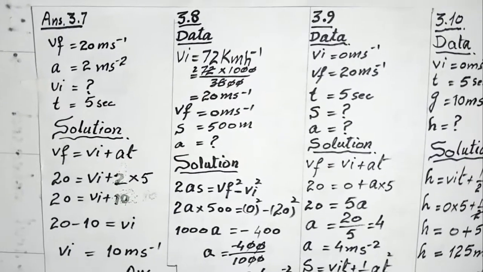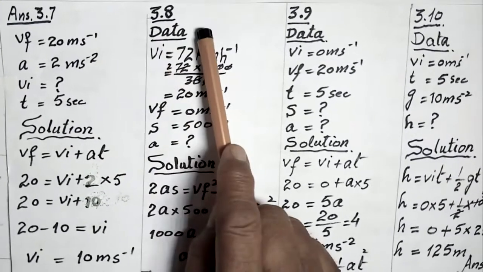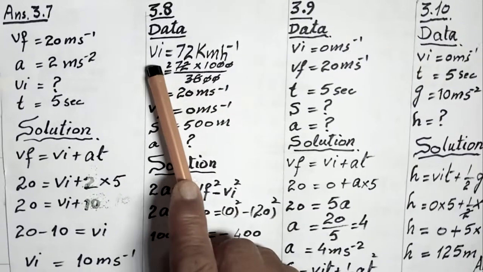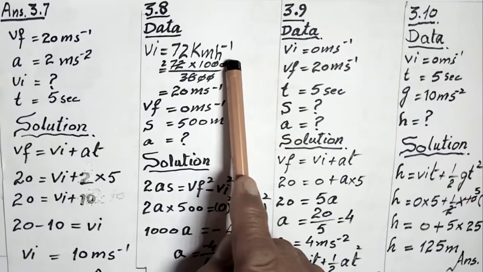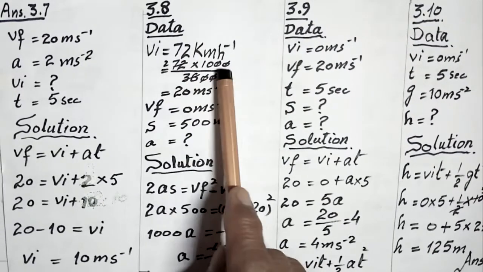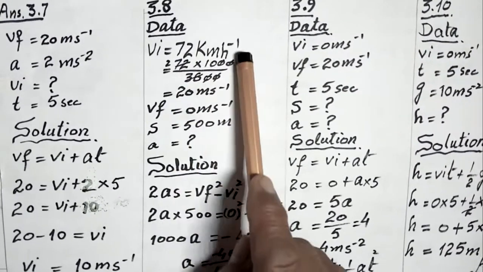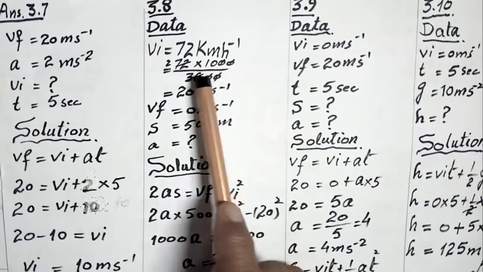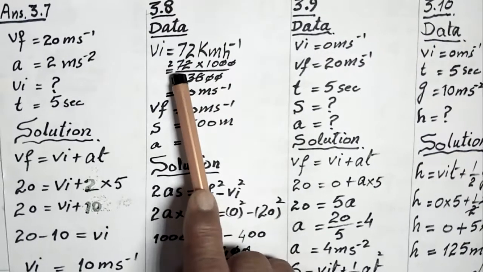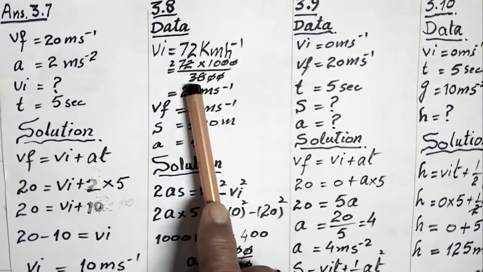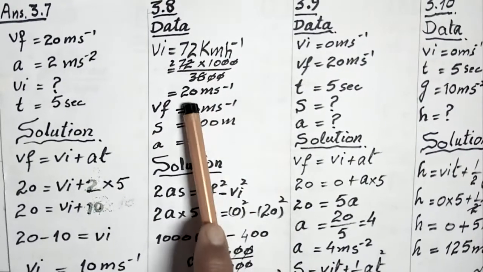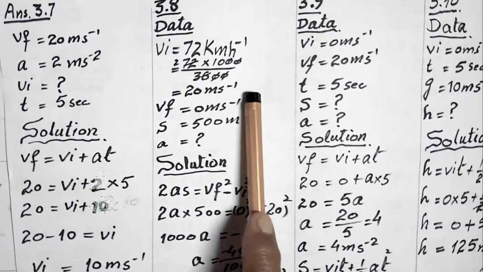Now next numerical number 3.8. Initial velocity is 72 km per hour. Now you will change it into meter per second. 1 kilometer has 1000 meter. 72 multiply 1000, and 1 hour has 3600 seconds. So it comes 20 meter per second.